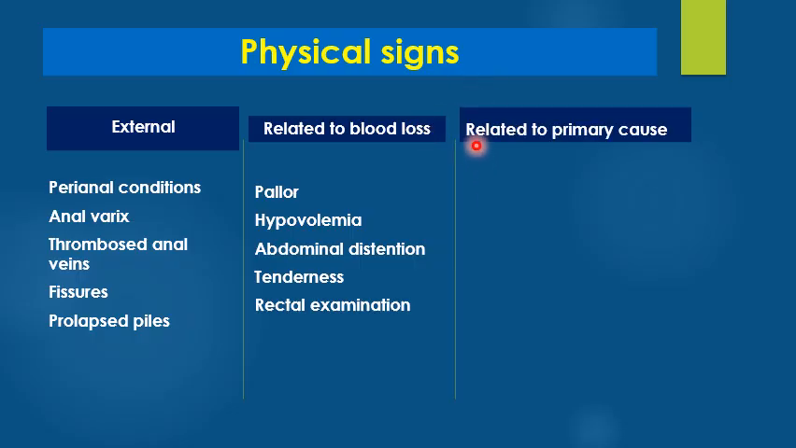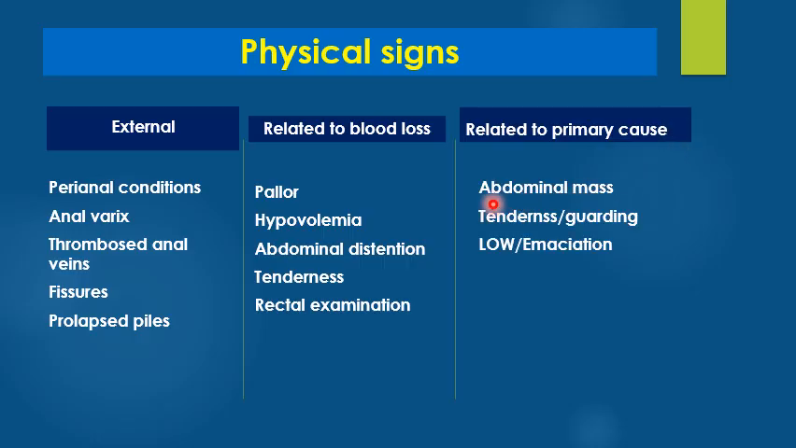And the third group is related to the primary cause, which I mentioned just now. This includes abdominal mass in the case of an inflammatory mass or malignant tumors, tenderness and guarding like in diverticulitis, and then systemic constitutional symptoms like lethargy, loss of weight, and emaciation. These are all important signs that you must look for in these patients.